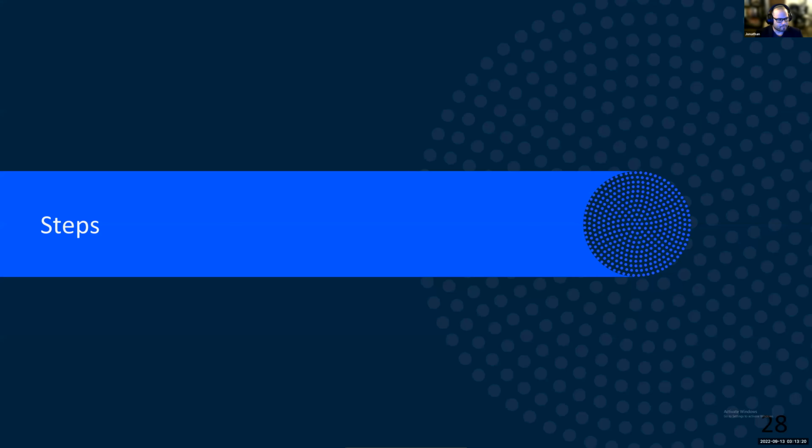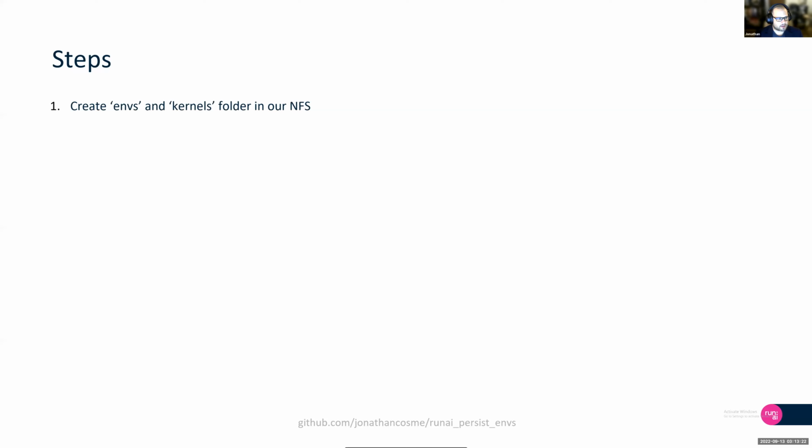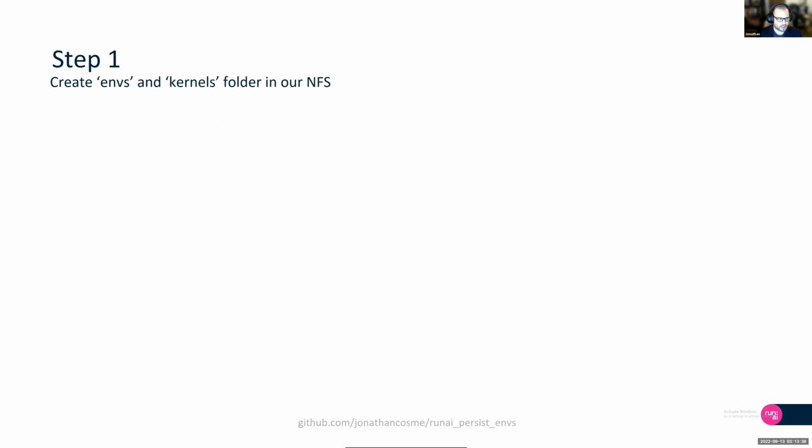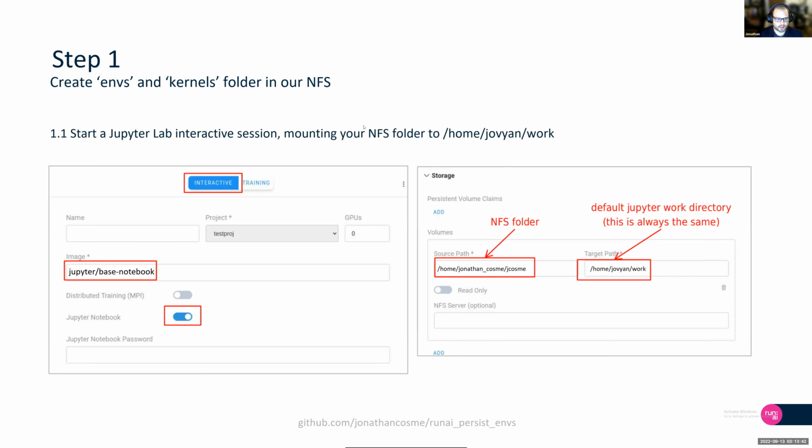All right. And so here are the steps. First, we're going to create the environments and kernels folder in our persistent NFS. Then we're going to mount those folders into a Jupyter Lab job. We're going to create our environment, and then we're going to go ahead and test our environment. So the first step to create the environment and kernels folders, we're just going to start an interactive job. And we'll just use any image. We'll use a Jupyter-based notebook, make sure that the Jupyter flag is on. And here's the important part, into the work directory.